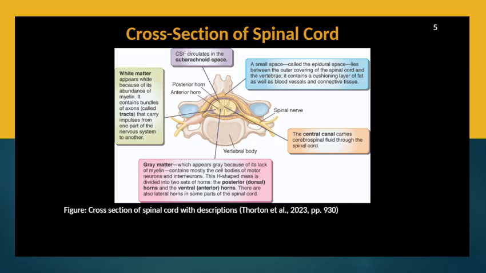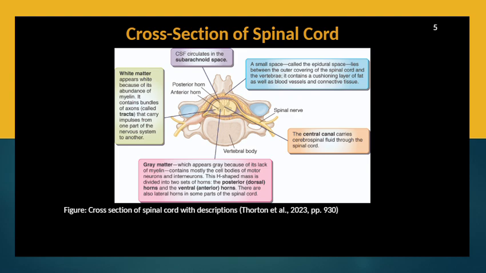The gray matter is divided into horns: the posterior or dorsal horns, which receive incoming sensory information, and the anterior or ventral horns, which contain the cell bodies of motor neurons that send signals out to the body. In some parts of the spinal cord, such as the thoracic region, there are also lateral horns involved in autonomic nervous system functions. Moving outward, we see the central canal running straight through the middle of the spinal cord.